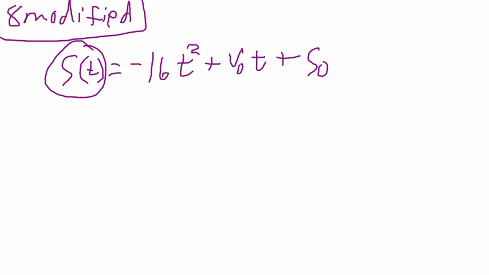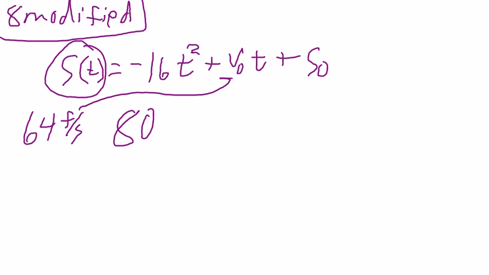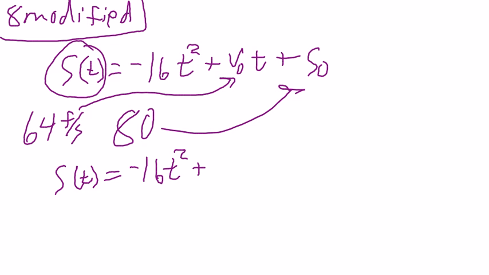So I'm going to tell you that I threw an object up into the air with an initial velocity of 64 feet per second, and I threw it from a height of 80 feet because I was standing on top of a really tall ladder. So plug those numbers in to write your equation. s of t equals negative 16 t squared plus v naught t. v naught is 64 t plus our initial height of 80.